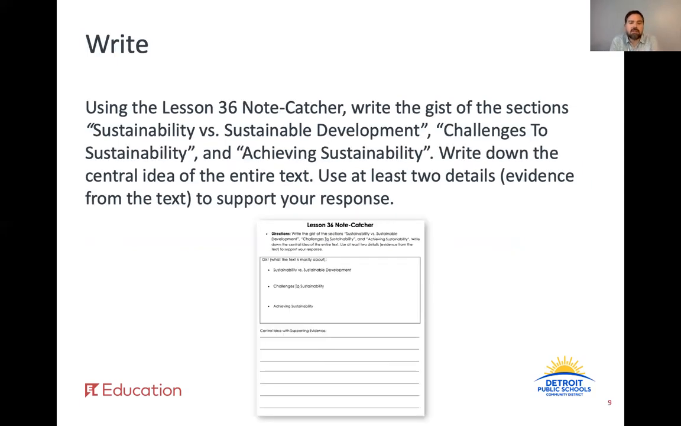Please take out your lesson 36 note catcher. Using the lesson 36 note catcher, write the gist of the sections, sustainability versus sustainable development, challenges to sustainability, and achieving sustainability. Write down the central idea of the entire text. Use at least 2 details or evidence from the text to support your response. Go ahead and pause the video here while you complete this work.